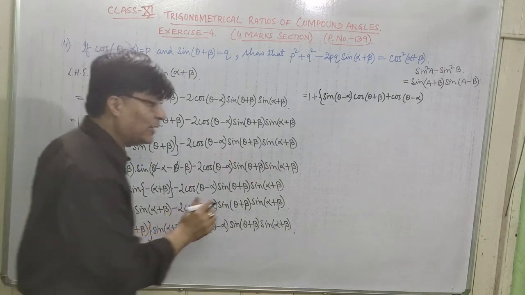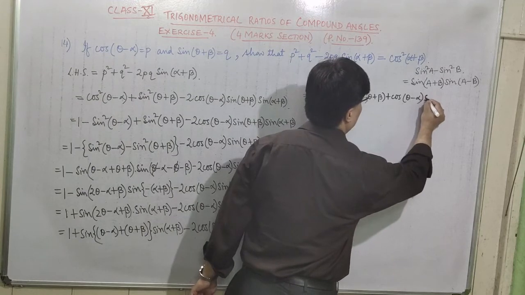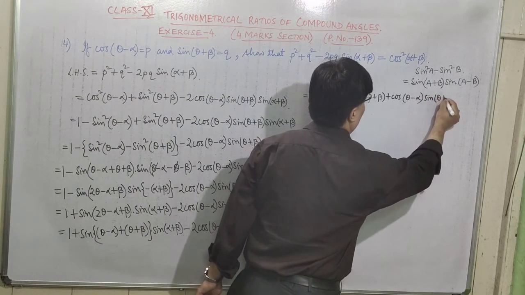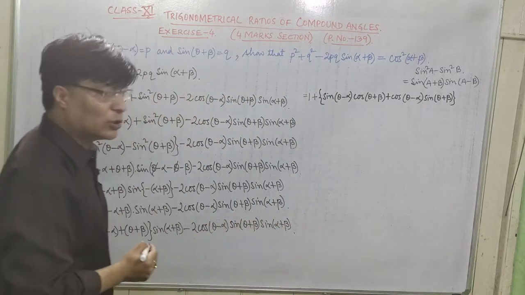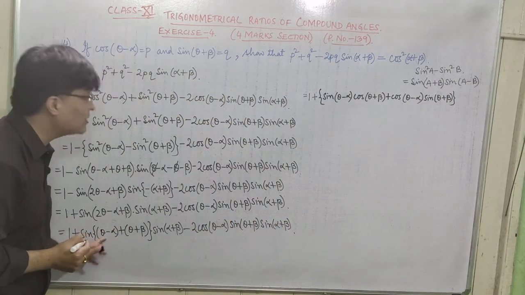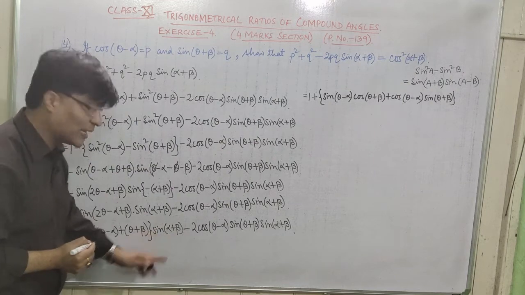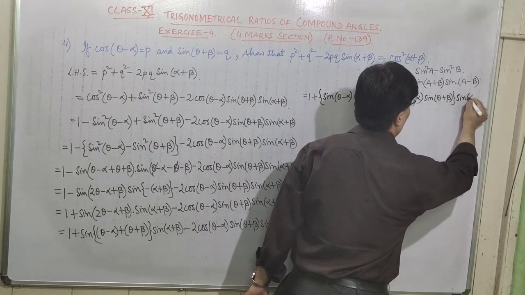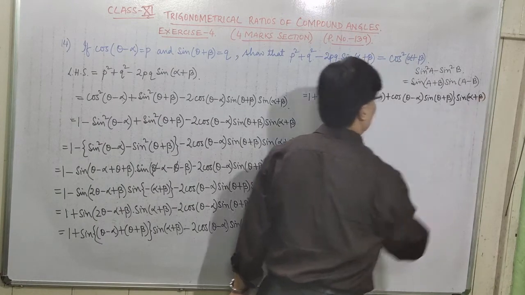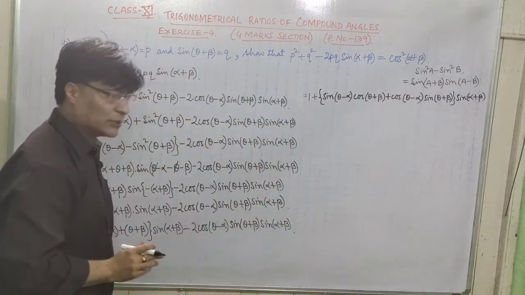And what is sine B? Sine of theta plus beta. The second bracket is closed. Then outside this second bracket you should write sine of alpha plus beta. It is sine of alpha plus beta. Okay? Then you have to write down the last term.